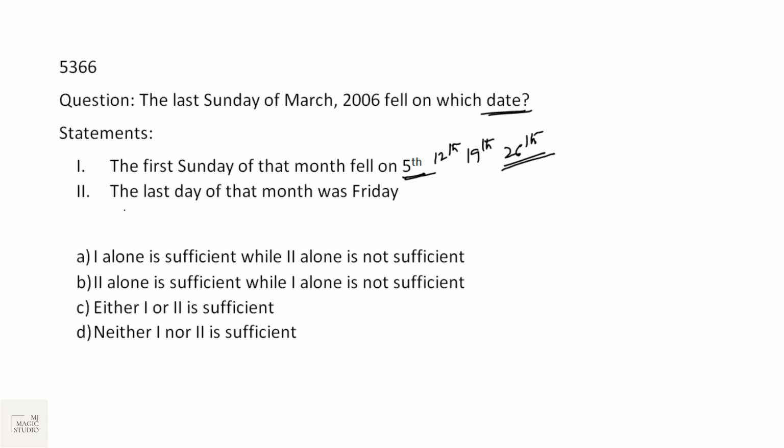Now statement 2 says the last day of the month is Friday. Okay, so last day is 31st, that is Friday. So we can find that 30, 29, 28, 27, 26, this is Friday, Thursday, Wednesday, Tuesday, Monday, Sunday. Again, with second statement also we can see that the last Sunday of the month March 2006 is falling on 26th. That means both the statements are individually sufficient to answer our question. Either 1 or 2 is sufficient. We'll mark on option C.